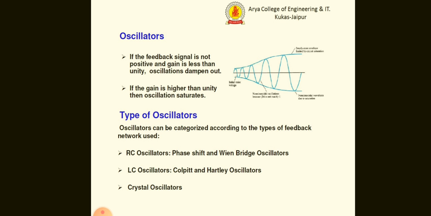The types of oscillators are the RC oscillator, which comprises resistor and capacitor, and which can be classified into types such as phase shift and Wien-Bridge oscillator. The second type is the LC oscillator, which is made up of inductor and capacitors. Some types of LC oscillator are Colpitts and Hartley oscillator, and the last type is the crystal oscillator.